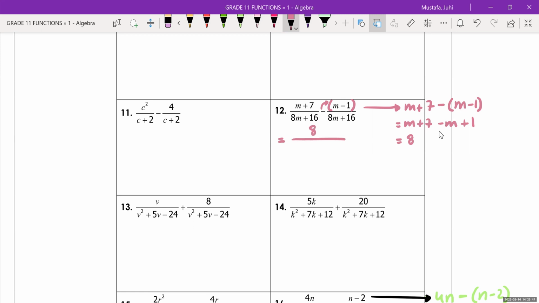So the numerator is an 8. The denominator, can I factor the denominator? The greatest common factor is? And I'll be left with m plus 2.